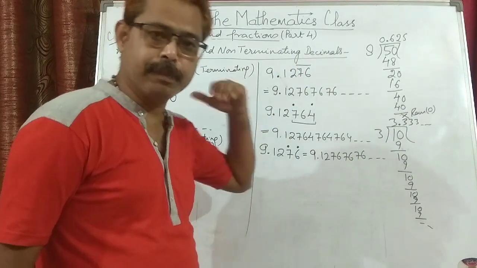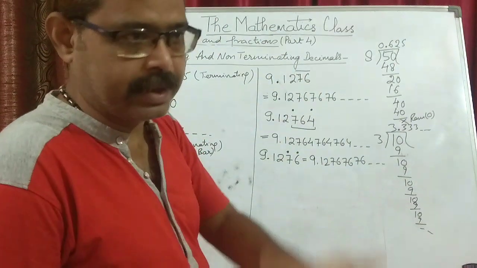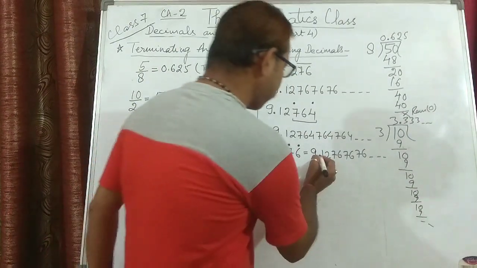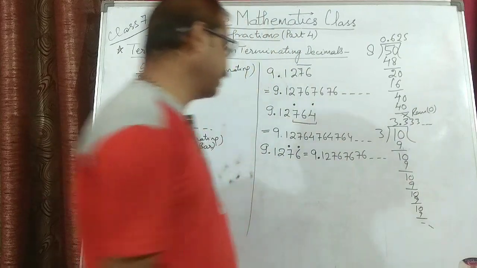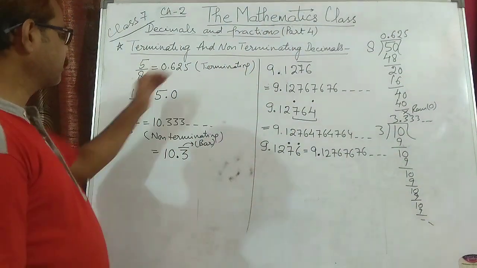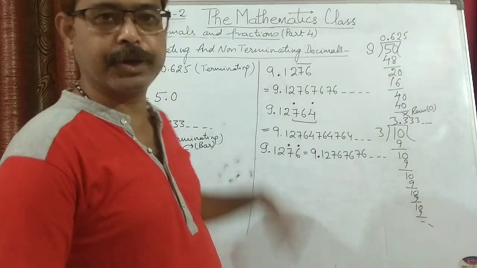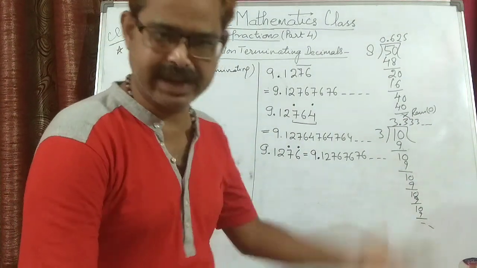You can see the numbers after the decimal are completely repeating again and again. So these are known as non-terminating decimals, and terminating decimals are where the division process ends. So that is very simple. I hope this is clear to you. Now let's see what is next.